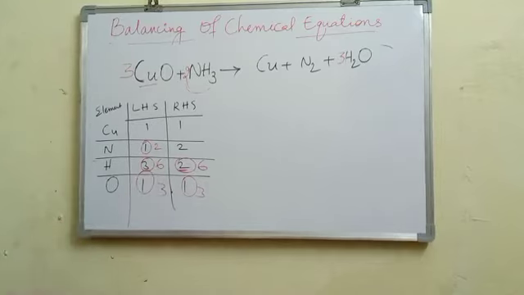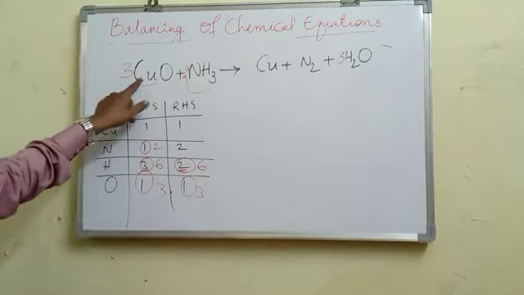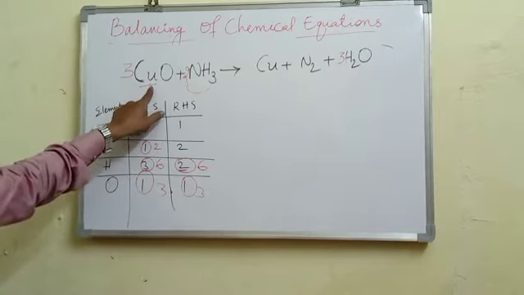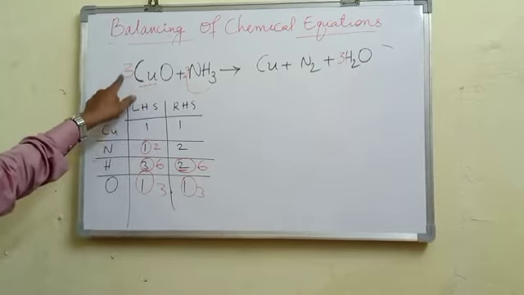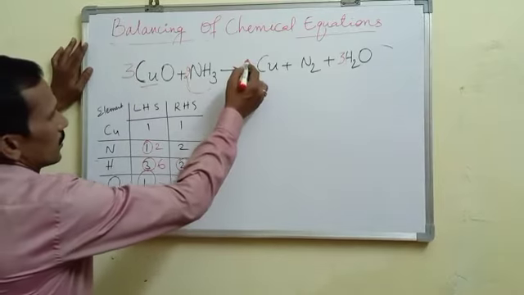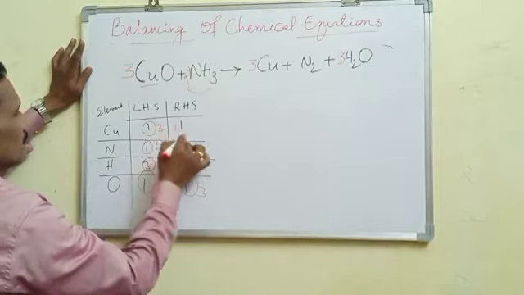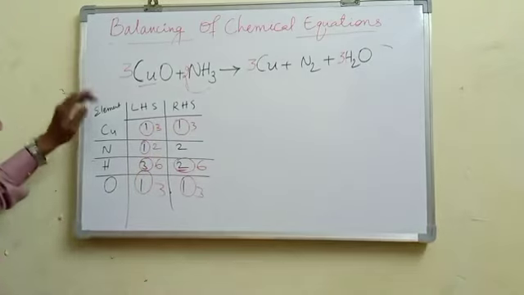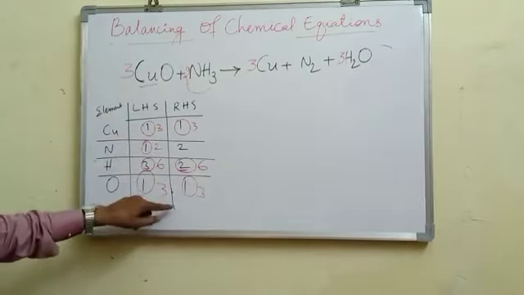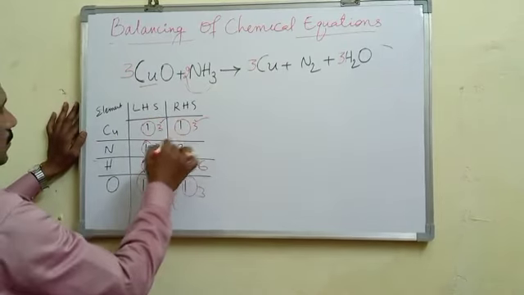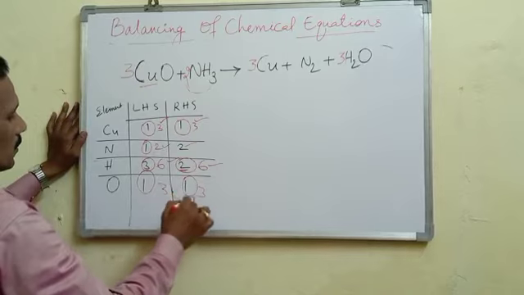What about copper here? When we multiplied with 3 to balance oxygens, again copper is disturbed. So how many coppers are there? 3. To make it 3 here, simply 3 into 1, 3. It became 3. So 3, 2, 6, 3, 3, 2, 6, 3. Both sides match.